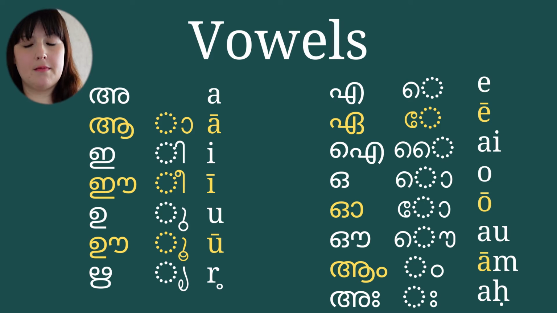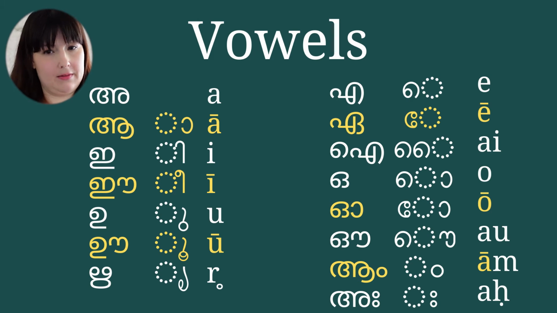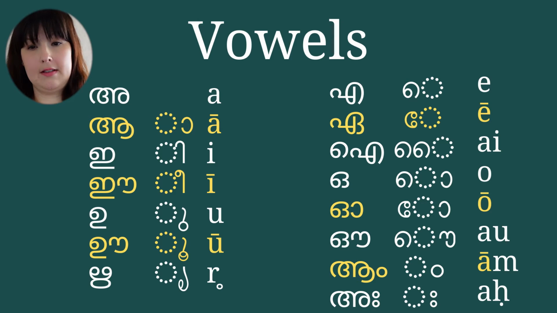So I'm going to go through all the aksharangal with you today and show you what it looks like in Malayalam and what it looks like in the ISO transliteration. The first part we have is the vowels, and these are in 3 columns. We have the vowel when it's by itself, the vowel when it's attached to something, and then, of course, the transcription. Notice the long vowels are pointed out in yellow.